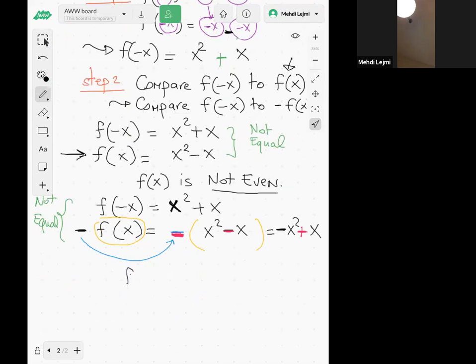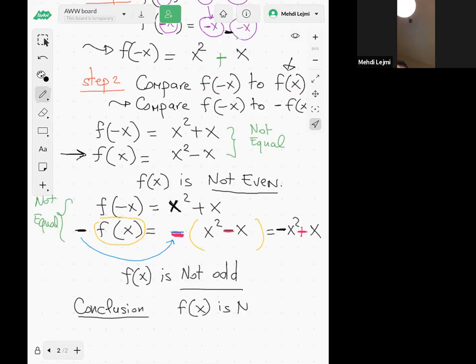So f of x is not odd. So the conclusion is that the function f is neither. Okay, so conclusion, final answer: f of x is neither. Okay.